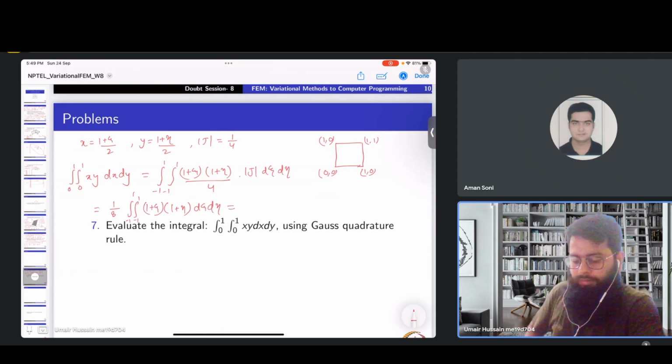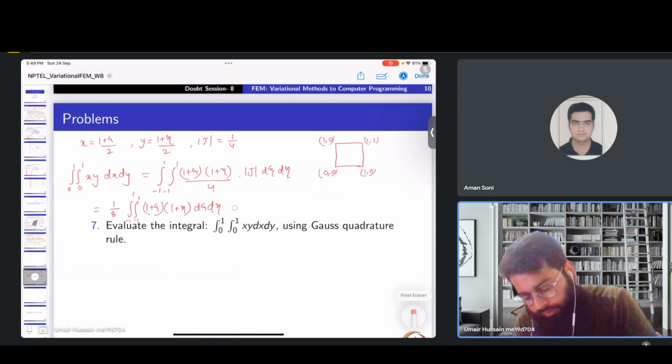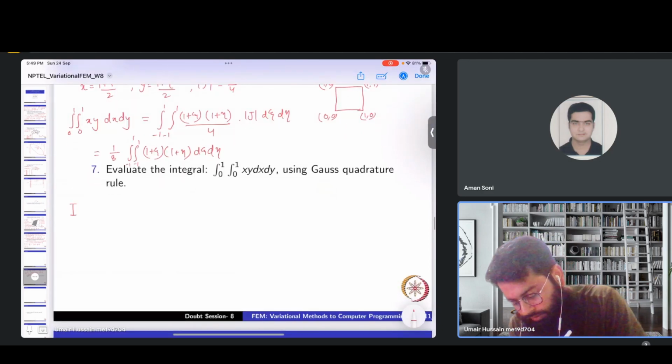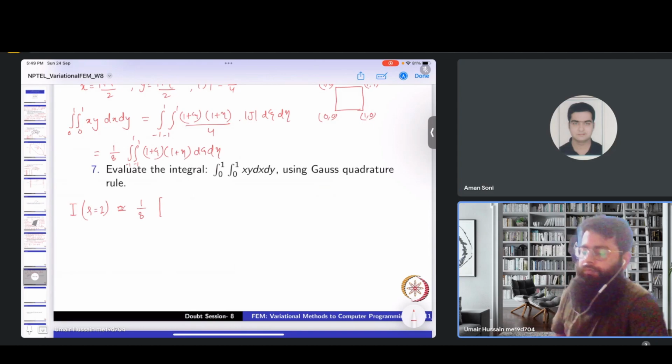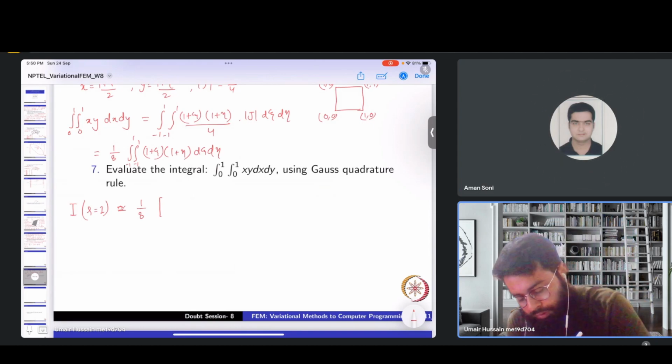So we'll try with 1 point. Okay, 1 by 8 into... So our 1 point is 0, 0, and our weight function is 4. So we'll just simulate it. 1 plus 0, 0, and multiplied by 4. So our answer is 4 by 4.